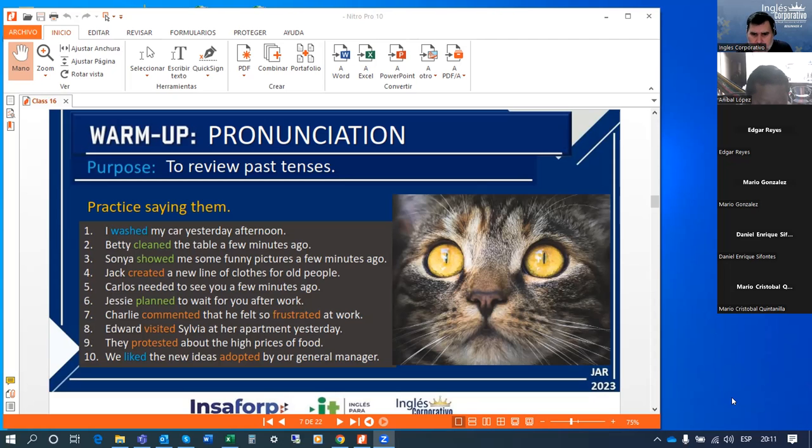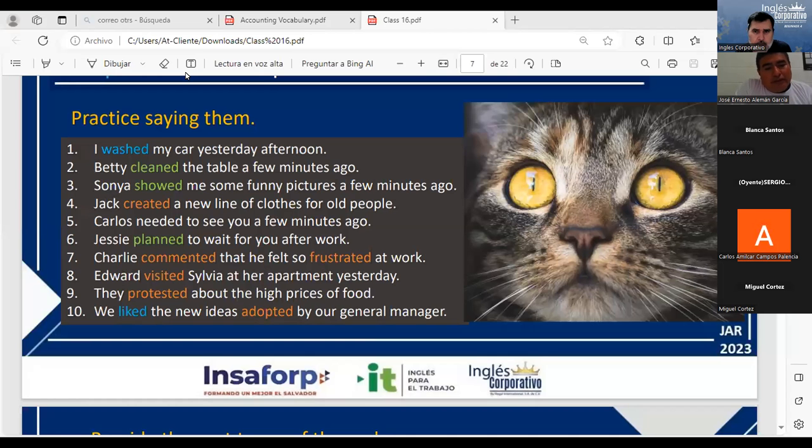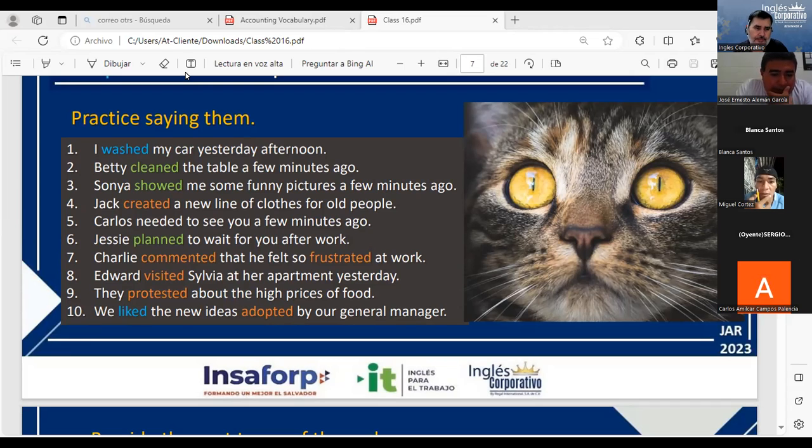Edgar, Mario, Cristóbal y Mauricio. This is Silvia. Her apartment yesterday. They protested about the high price of food. Like the new idea adopted by our general manager. Adopted. Thank you, teacher. Protested, adopted.